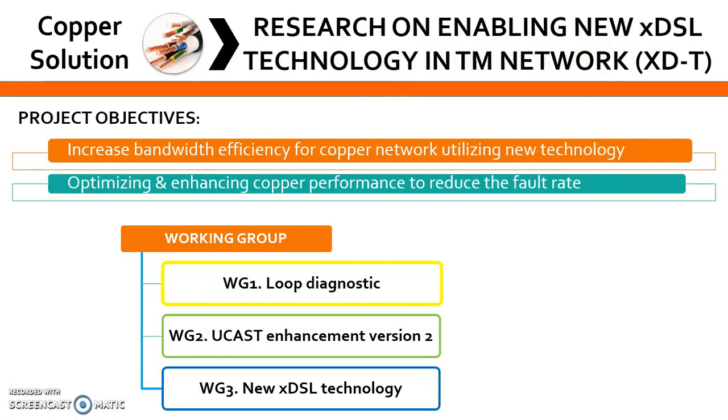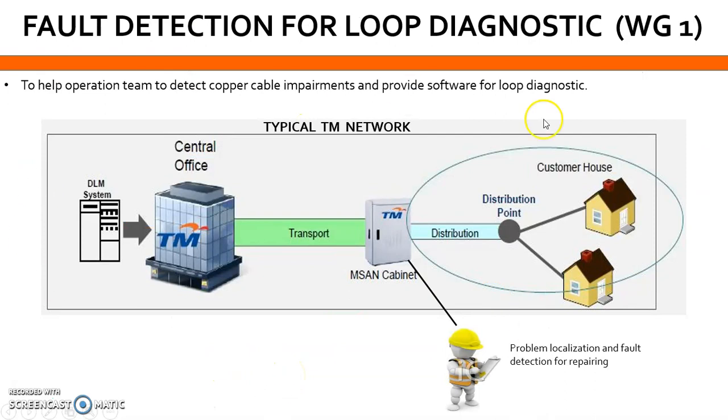So the main project objective for this research is to increase the bandwidth efficiency for the copper network utilizing the new technology. Furthermore, it also optimizes and enhances the copper performance to reduce the fault rate. There are 3 working groups involved in this research. The first one is the loop diagnostic. The second one is the UCAS enhancement version 2. And the third one is the new XDSL technology. And I got involved in the first and second groups, which are the loop diagnostic and the UCAS enhancement version 2. So this is the overall diagram that shows the fault detection for the loop diagnostic.